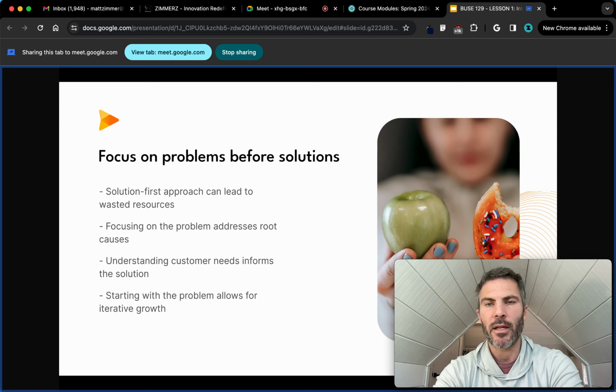One example of this I like to talk about is, you've probably heard the example of Henry Ford. I think the quote from Henry Ford is something like, if I'd asked people what they wanted, they would have told me faster horses.